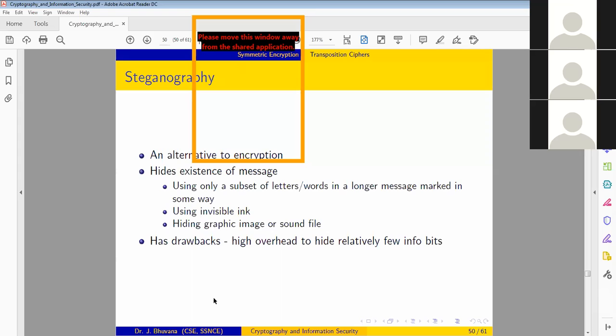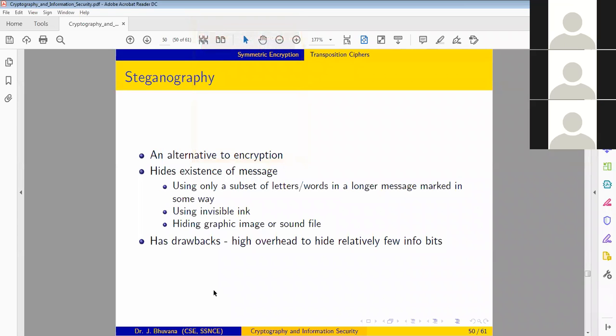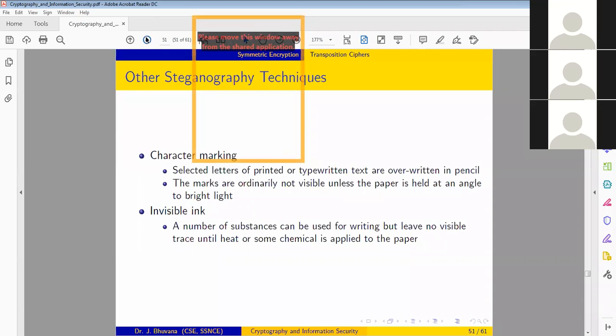The message may be hidden behind an image, or in an audio file, or in a video file, and sent to the other end. The other end, knowing this particular message has undergone a steganographic technique, tries to retrieve the message from the video file or the audio file or from the image file. So that is steganography.